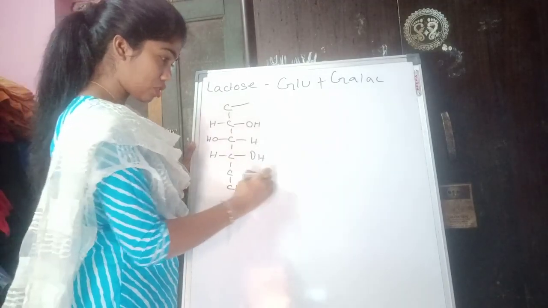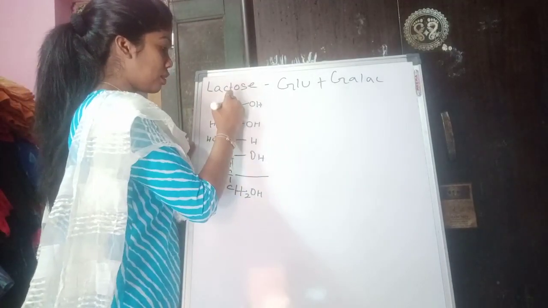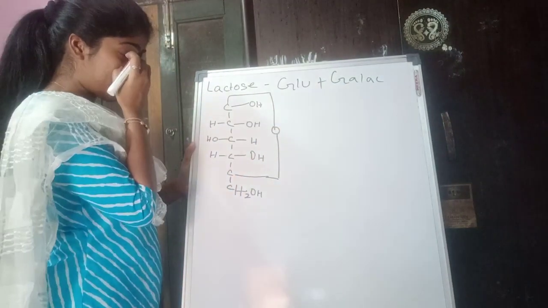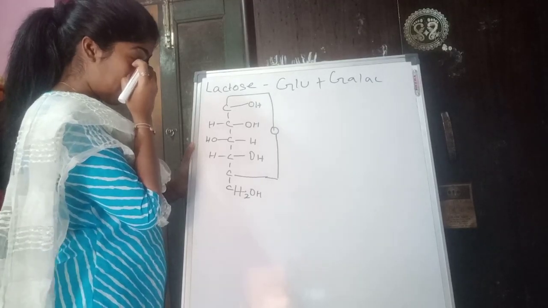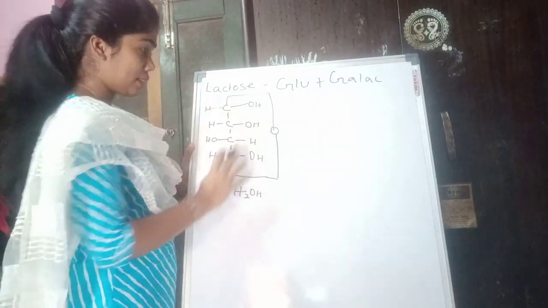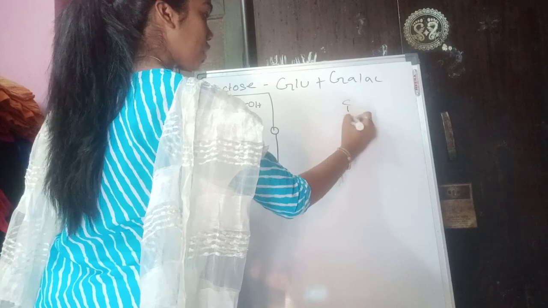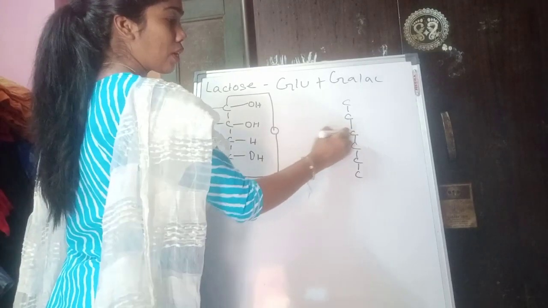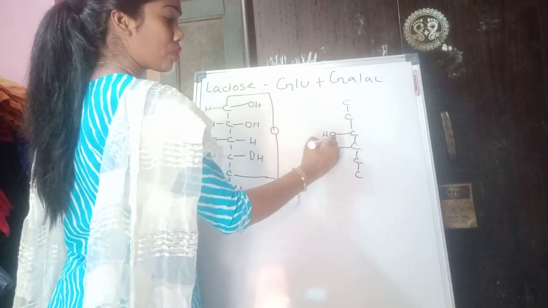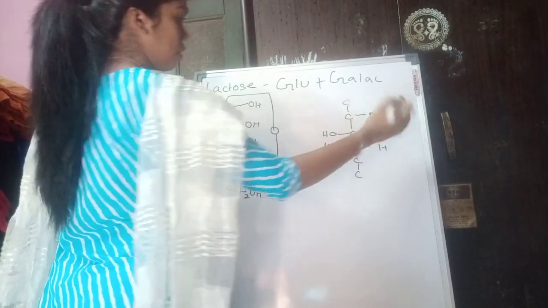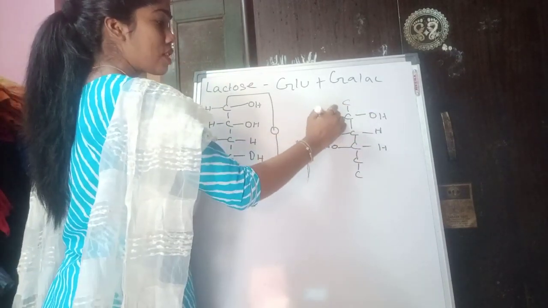Okay, this is the ring structure of glucose, what we have already done in the earlier videos. And here is the ring structure of galactose. As we know, the only difference between the structure of glucose and galactose is, in case of galactose, the third and fourth carbons both have OH on the left side and H on the right side, and the second carbon is normal, having OH on right, H on left.